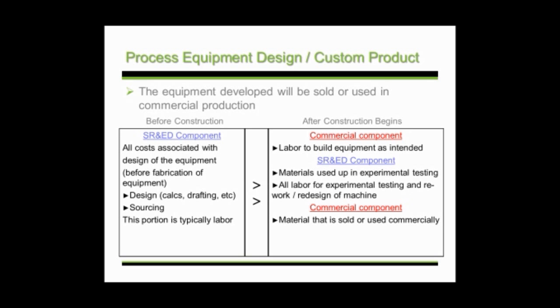Now, when construction begins, the commercial component will be the labor to build the equipment as it was intended. The SRED component is materials that are used up in the experimental testing during construction, and all the labor for experimental testing and rework or redesign of the machine. Again, the last commercial component would be the material that is sold or used commercially. So you can see there's a need to extract the commercial from the SRED on projects.